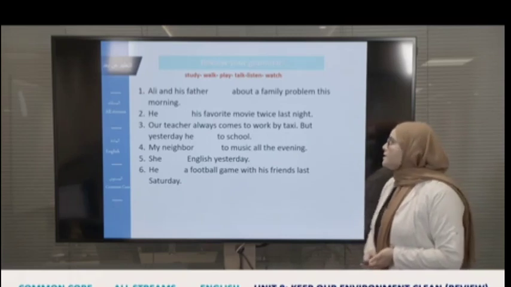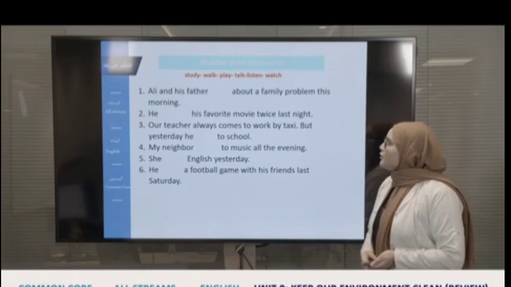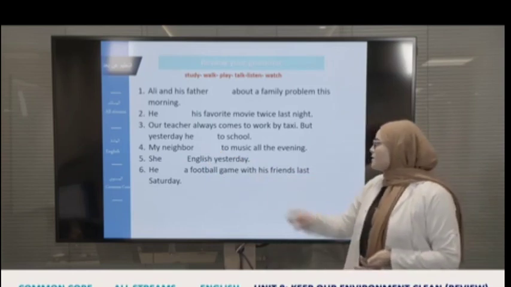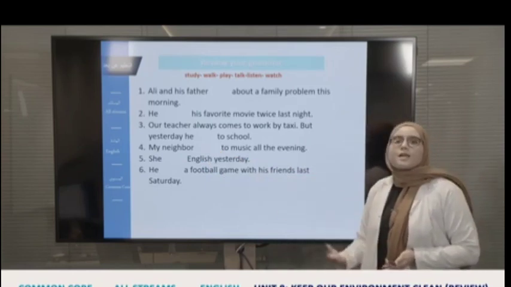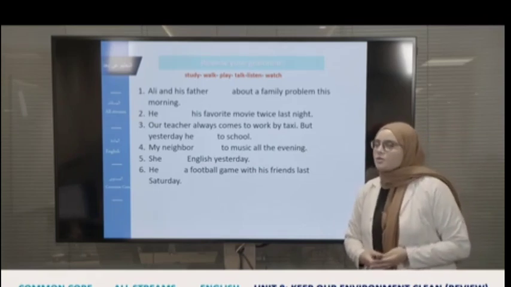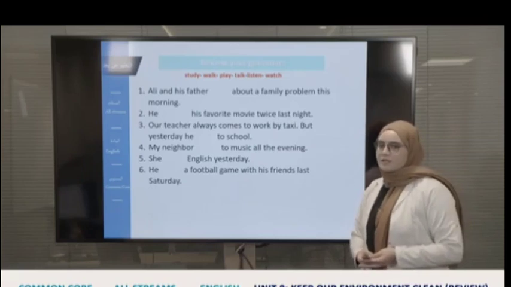And please notice here the time expressions that we use to talk about the simple past. For example, here we have last night, yesterday, last Saturday, last week, last month, etc. So these are indications that we need to use the past simple. So take some time to do this exercise.